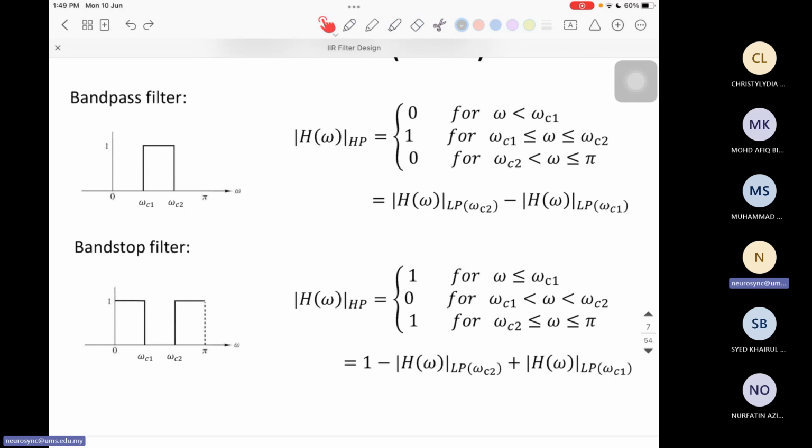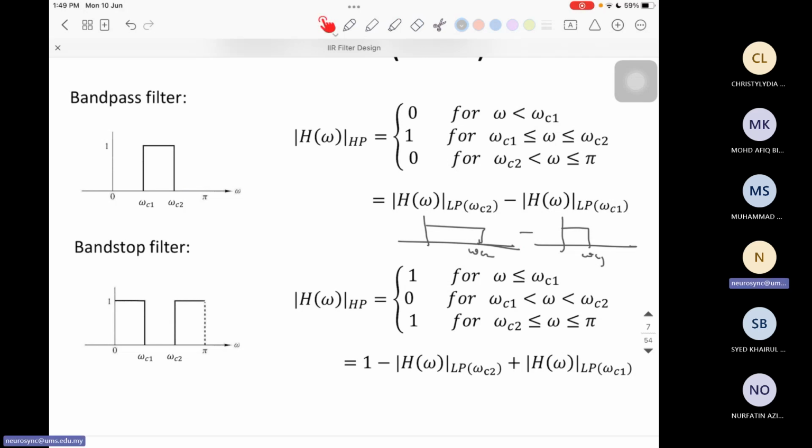Okay, understood? So how will I draw the low pass filter for this omega C2? This is the characteristic for this. And the omega C1 low pass filter is like this. So if I subtract this from this, I will get the characteristics like this.